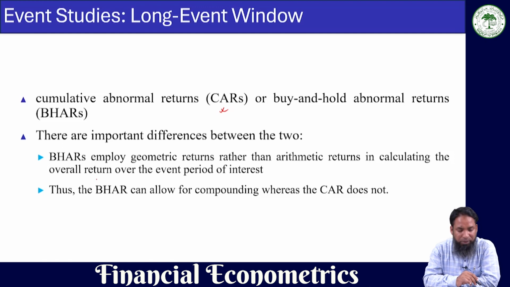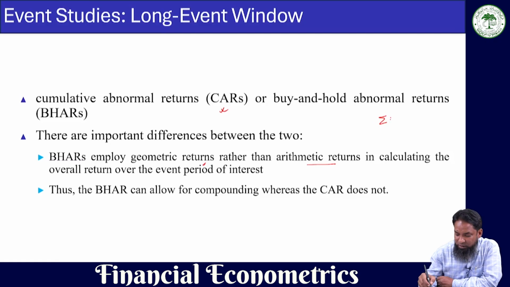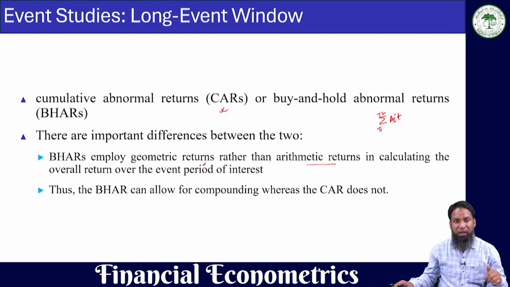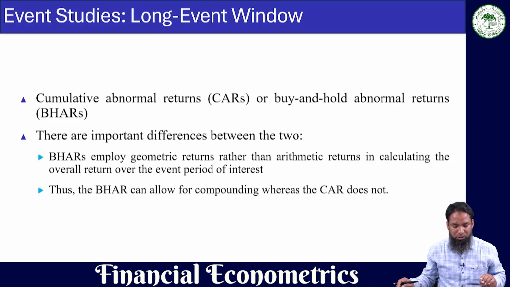In the buy and hold abnormal returns, we employ the geometric returns rather than the arithmetic summation. So, in the cumulative abnormal returns, we sum up the abnormal returns from T1 to T2. However, in this case, we do not sum; rather, we take the geometric summation of that. So, this BHAR, the buy and hold abnormal return, can allow for compounding, whereas the CAR does not do that.